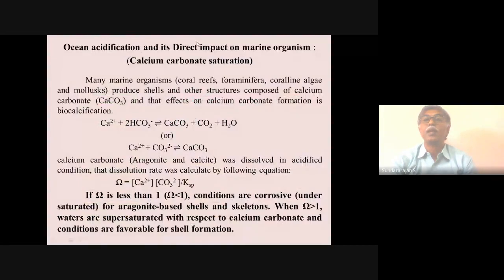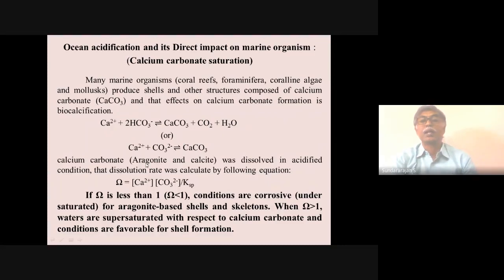Ocean acidification has a direct impact on organisms. Calcium carbonate saturation is the most important parameter, which helps in the formation of calcifying organisms' shells and skeletons, particularly for coral reefs. Many organisms, such as corals, produce shells from the saturated calcium carbonate compound, so the effect is on calcium carbonate formation by calcification. If calcium is available in the water, then the unstable bicarbonate compounds react together and calcium carbonate will form, along with CO2 and H2O. Or we can say the calcium reacts with carbonate to form calcium carbonate.